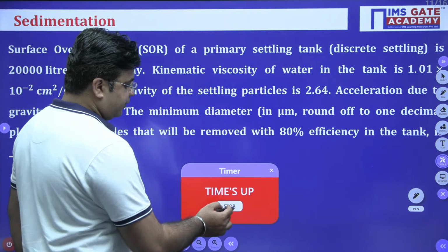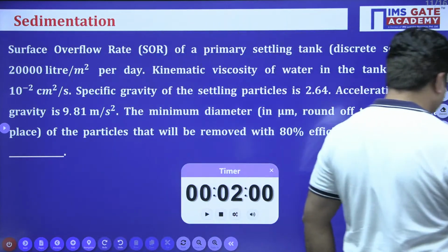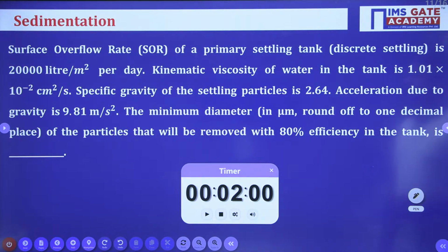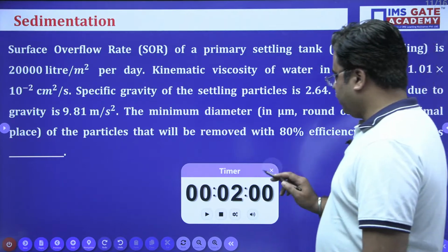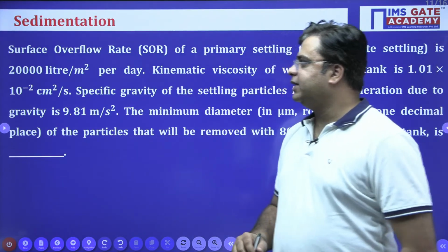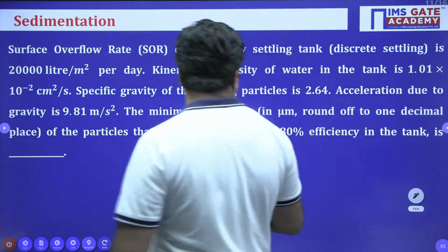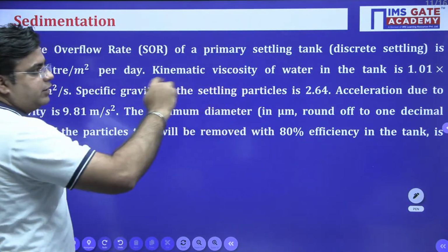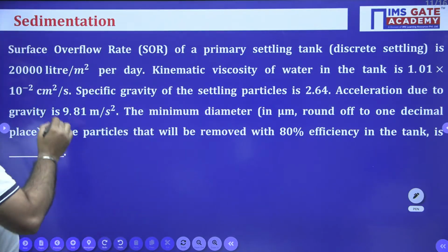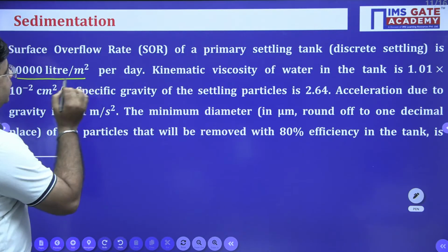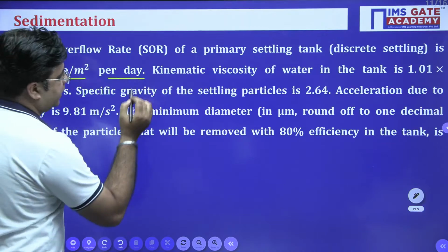Okay, time's up. Let's solve this. So this is the question again from the topic of sedimentation. The question says that the surface overflow rate of a primary settling tank in which discrete particle settling occurs is 20,000 liter per meter square per day.